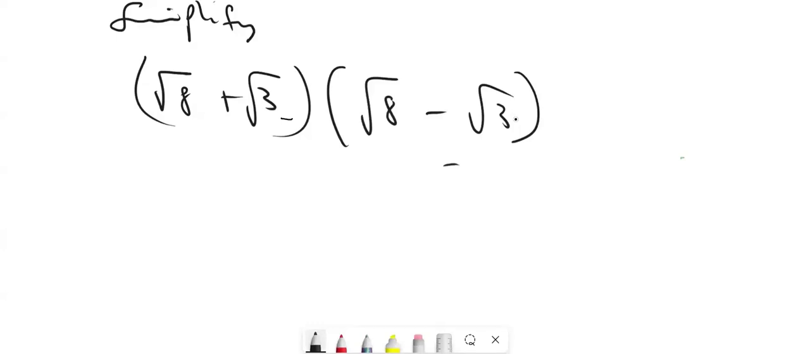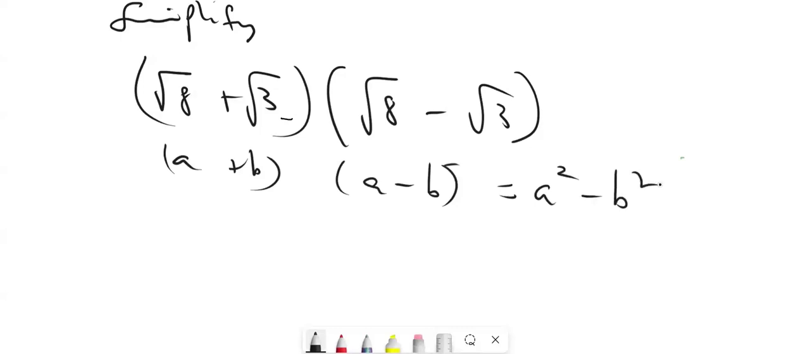Just finish quadratics, right? Yes, the man. Yeah, sorry, it will be root 64. Root 64 is 8, and root 3 is, I mean, you can recognize this to be a plus b multiplied by a minus b, which is a squared minus b squared, right? You just did quadratics, you know.